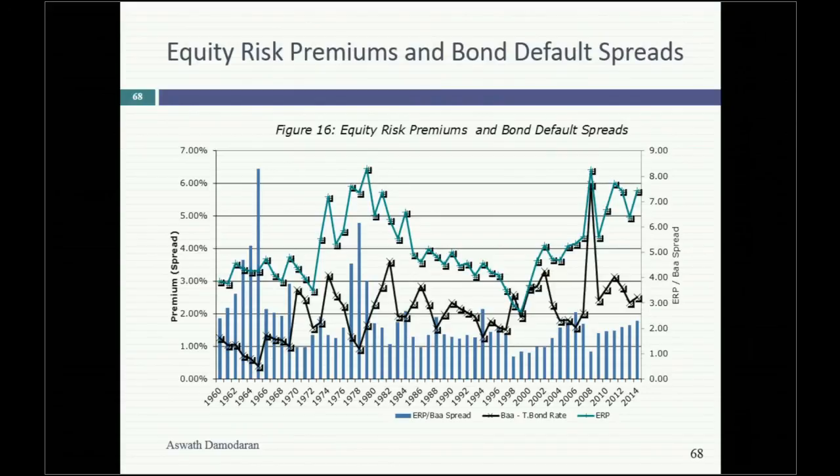So 2 times the BAA default spread. It's the easiest number in the world to look up. You can go to the Federal Reserve site, find out what it is now, or just look it up online. Any questions on bond default spreads and equity risk premiums? So that's comparing the risk premium in the bond market to the risk premium in the equity market.